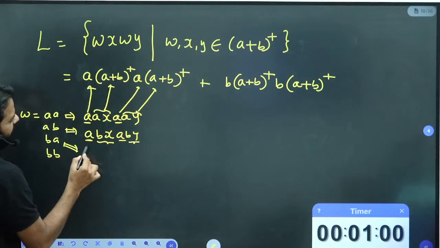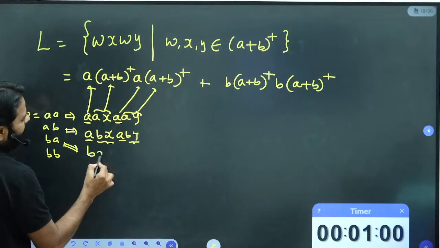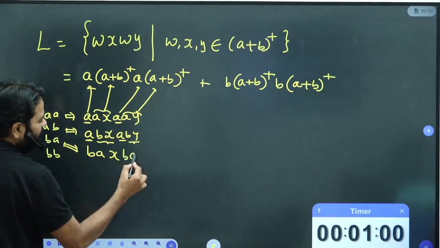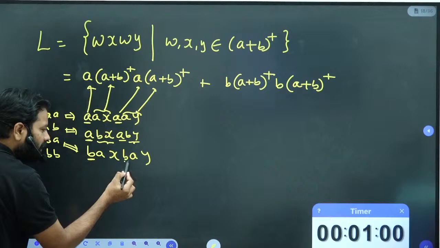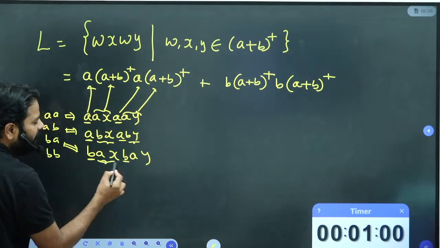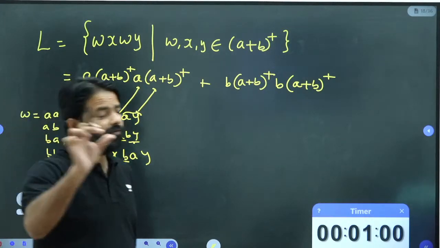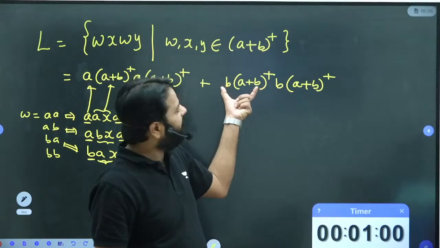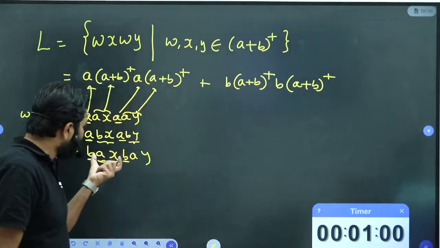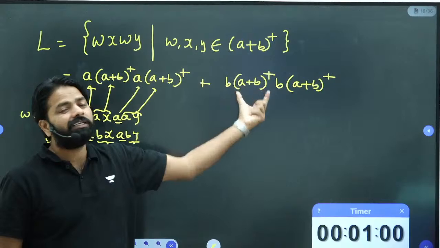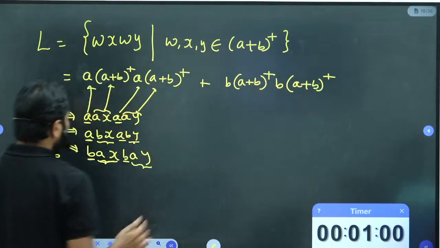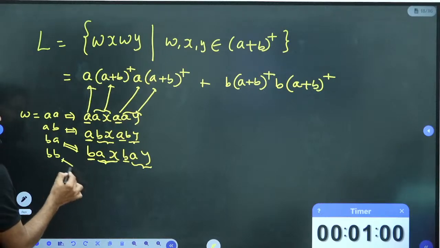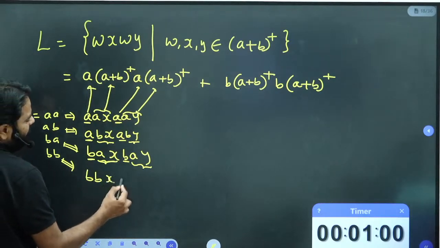And BA, BA X, BA Y. And when I start with B, this form is already covered. See, AX is covered by X, because AX is A followed by A plus B whole plus, and here X is A plus B whole plus. So this A followed by A plus B whole plus is already covered inside, and the AY is already covered inside the Y. And double B also, double B X, double B Y.